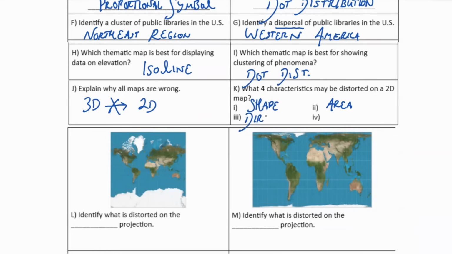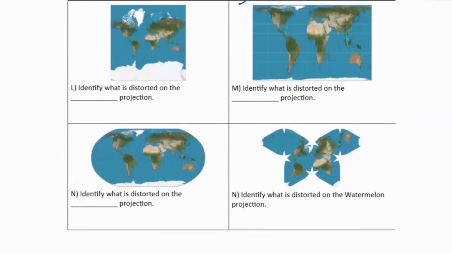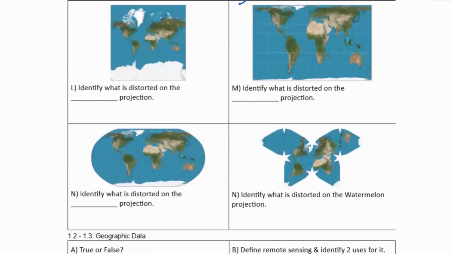What else is direction? Can I get from point A to point B as the map says? And then, of course, the distance, how far apart are the places or the land masses on a map. And so let's look at some of these projections here. Some of them are more familiar than others.